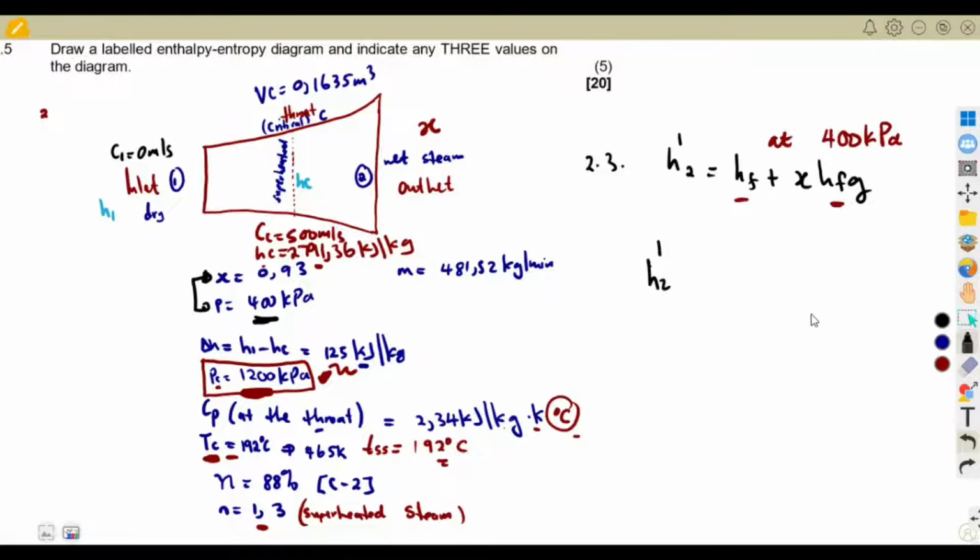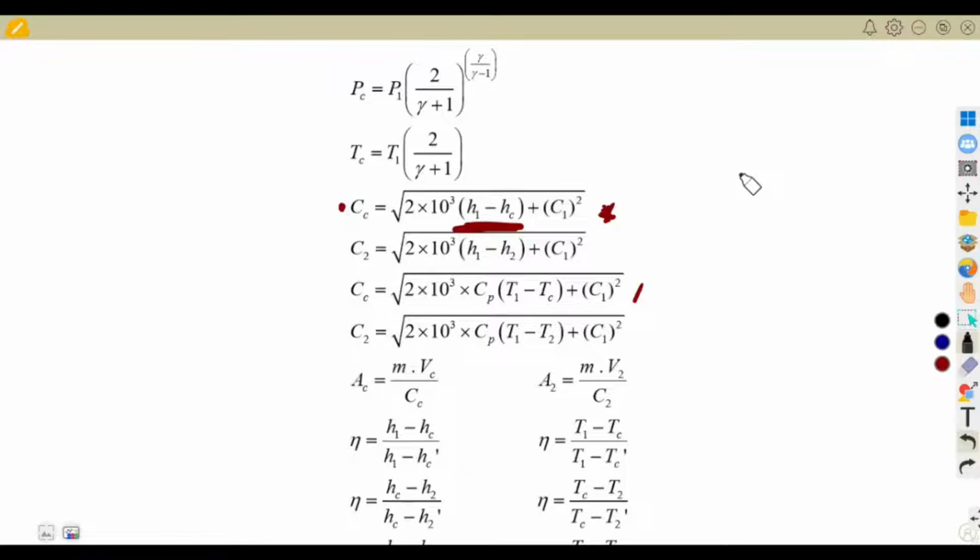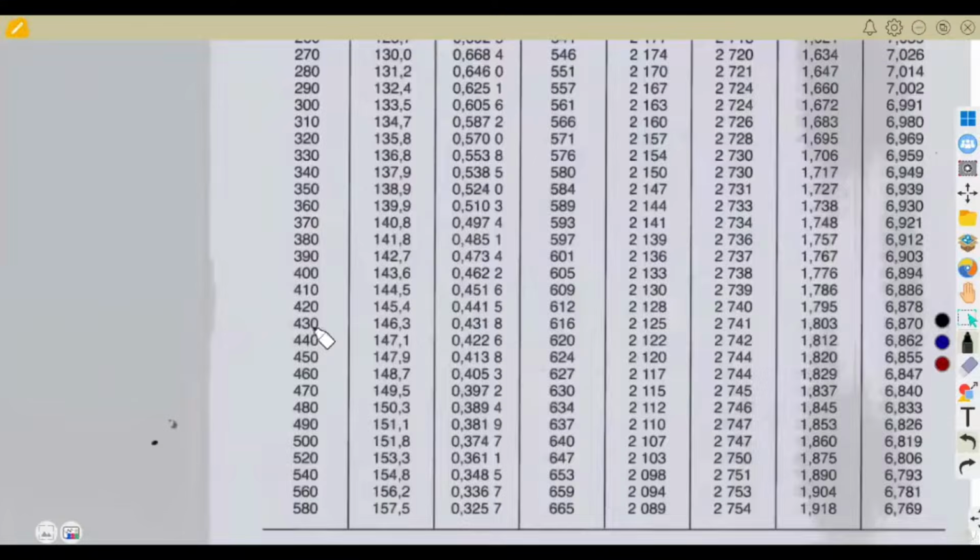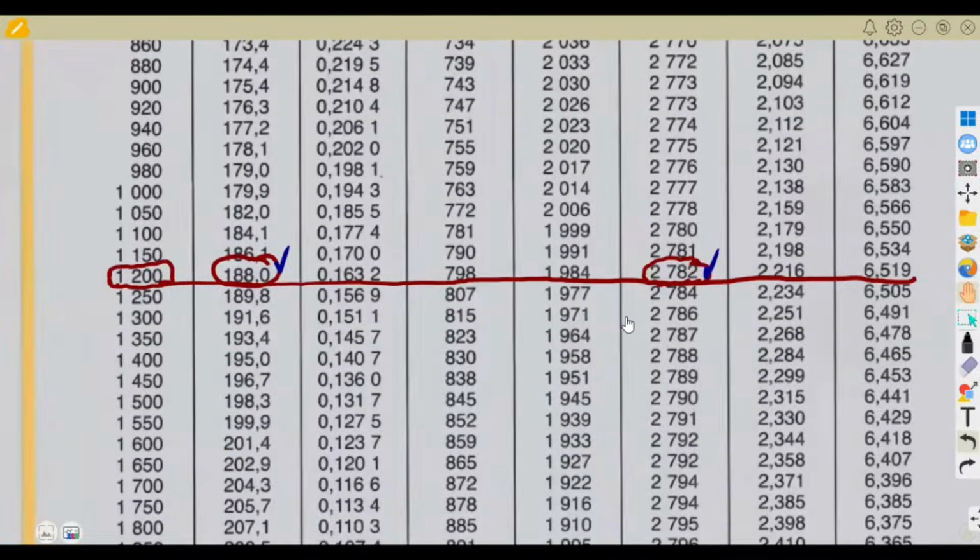All right. So we need our formula sheet, our steam tables. Let us get back to our steam tables, guys, at 400 kilopascal. That's here. Where's that value? Here. If we are to check on this one, oh, no, I need this page. Sorry for that.